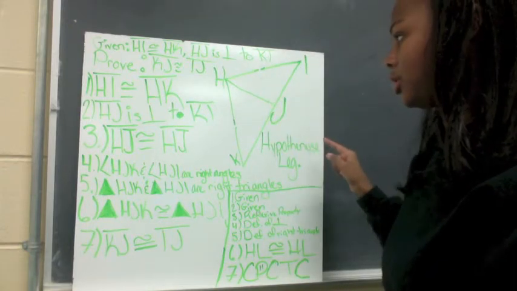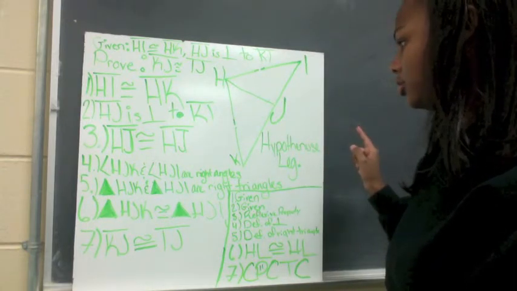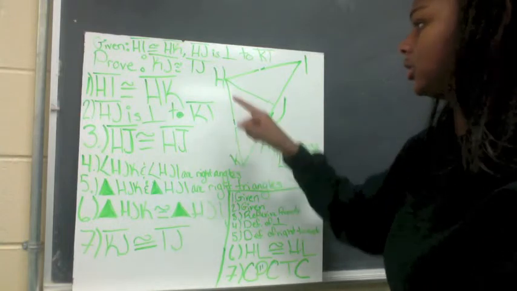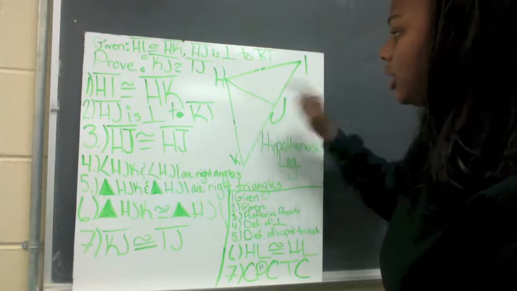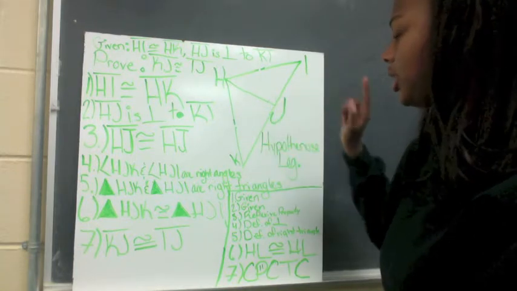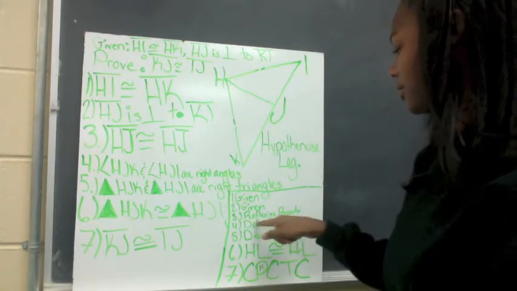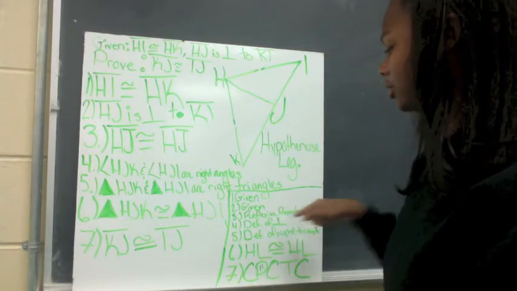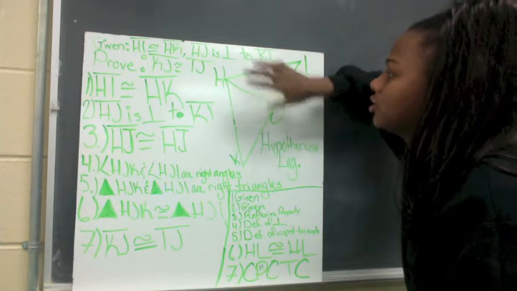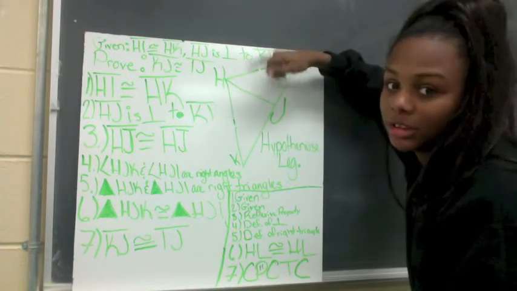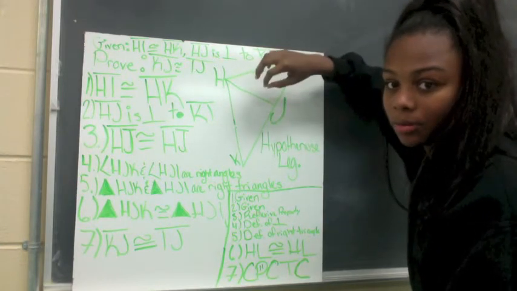So yeah, HJ is congruent to KI, and HJ is congruent to HJ by reflexive property, which is saying that both of the triangles share a side, which is HJ.